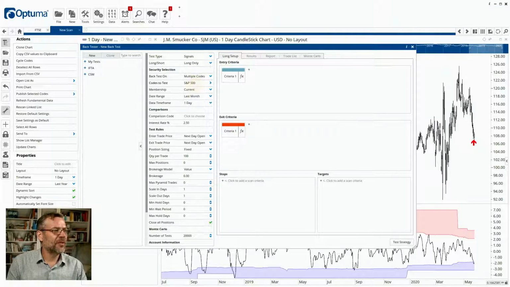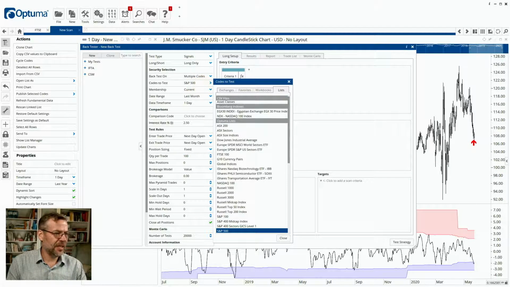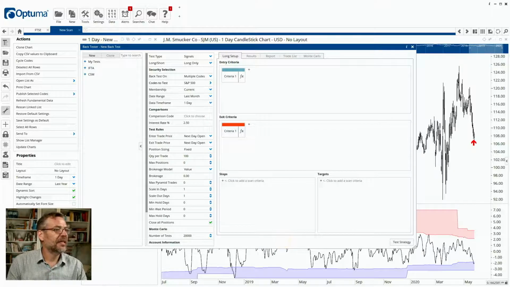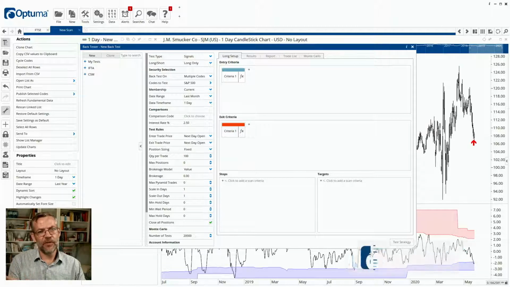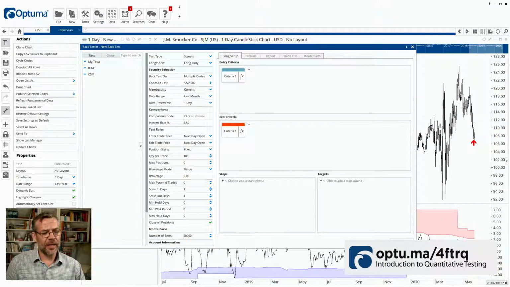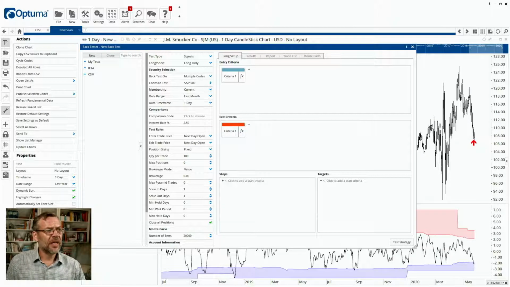Obviously, we're doing multiple codes, and we're testing on the S&P 500 again. I'll just leave it there. Membership is current. Now, we do have survivorship bias for S&P and the ASX. Again, I explain all of that in the video. Survivorship bias is one of the key reasons why tests are overly inflated when we look at them. If you don't have survivorship bias data for the market that you're testing, make sure you take off between 3 to 5% of the results, of the returns, I should say.